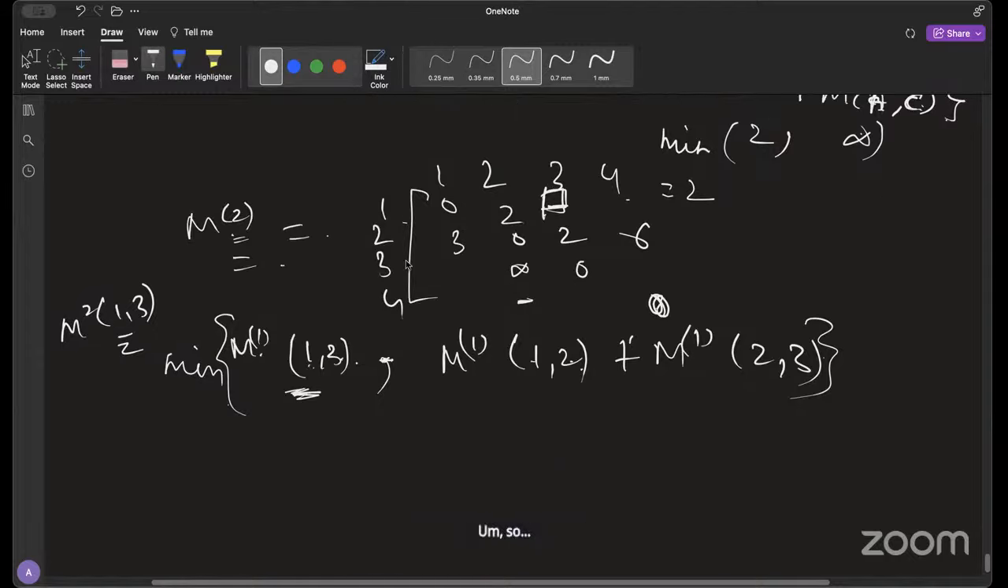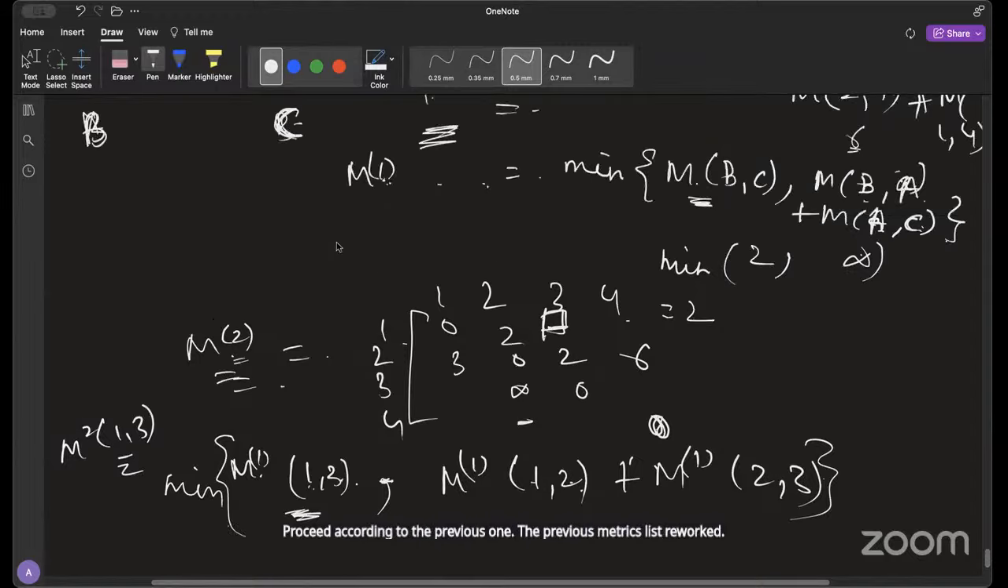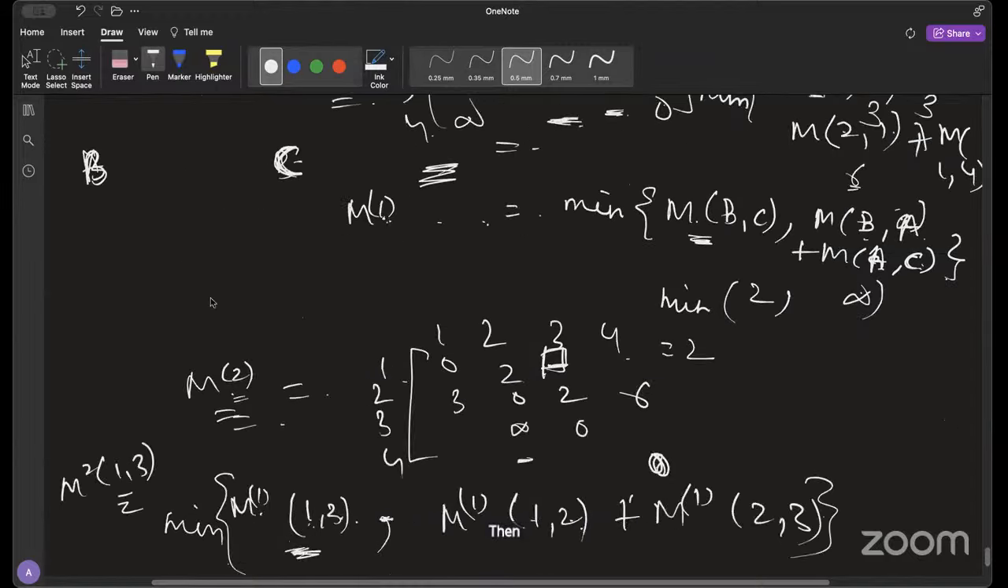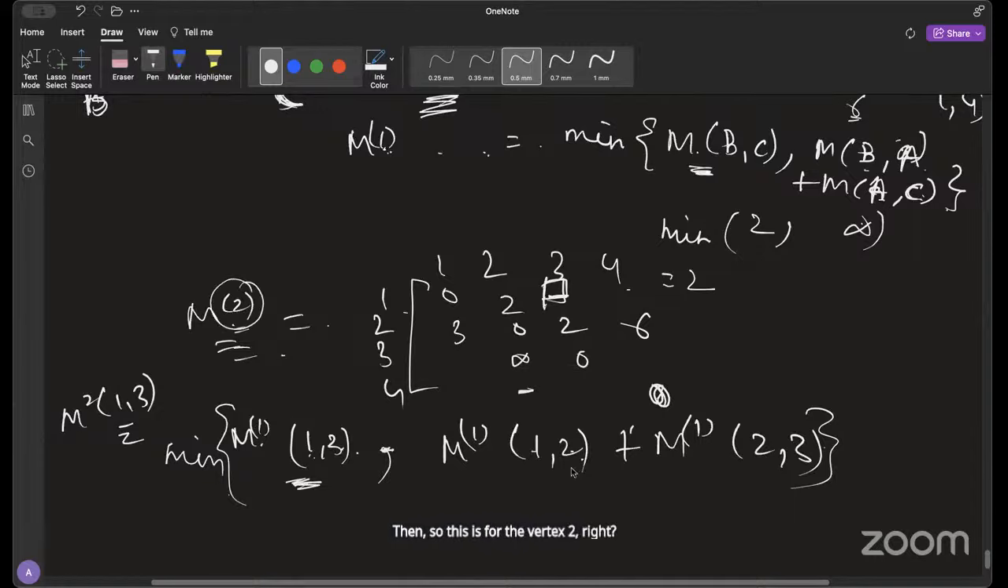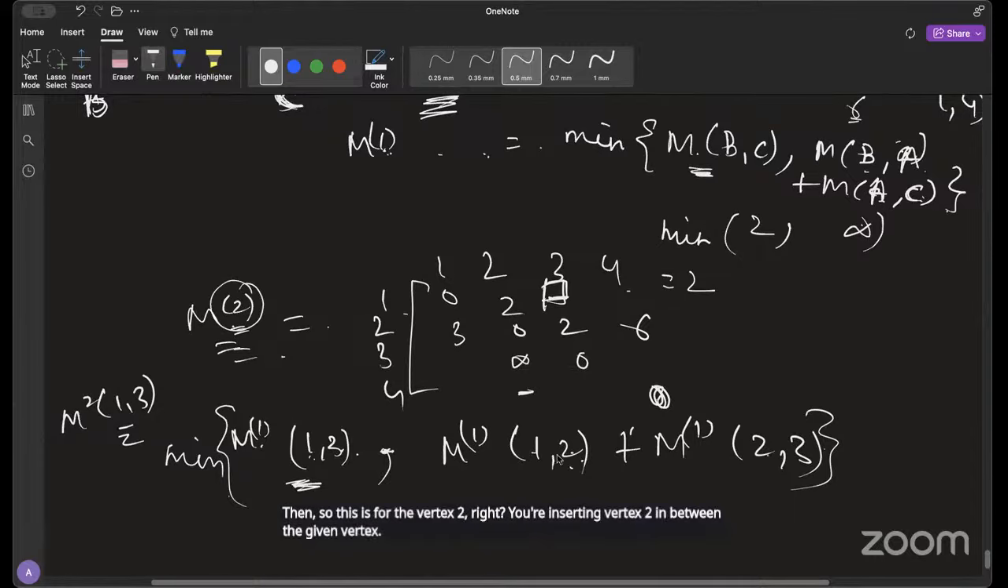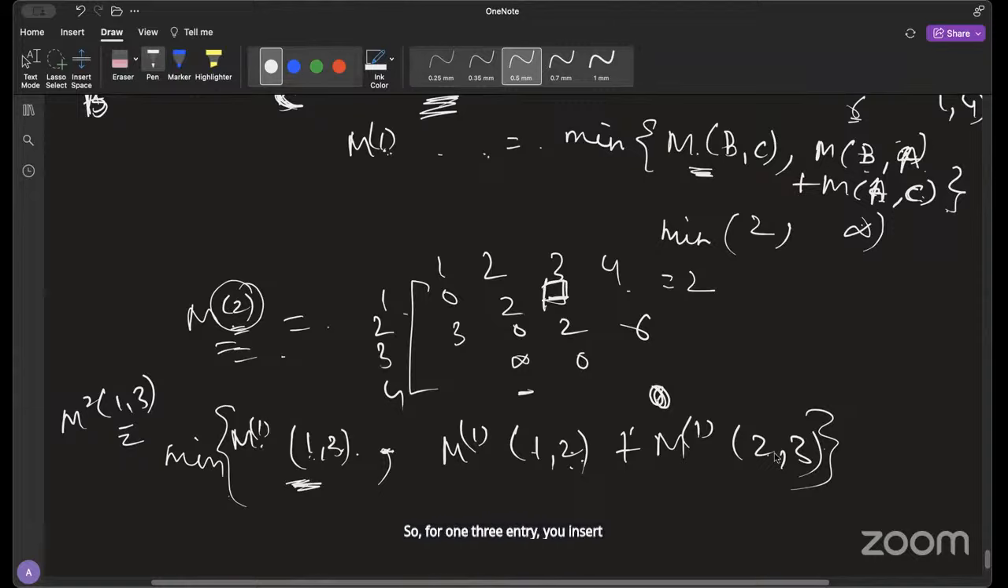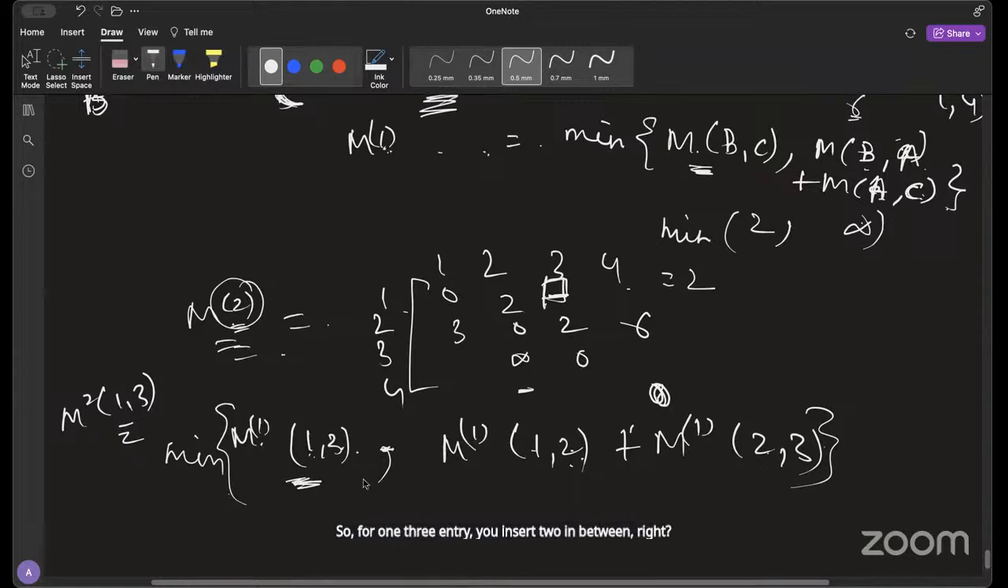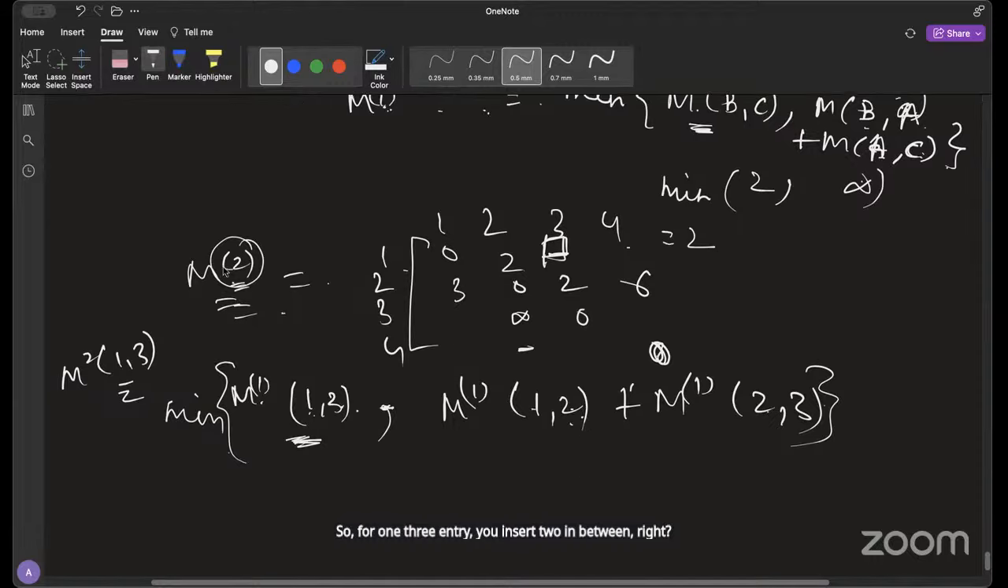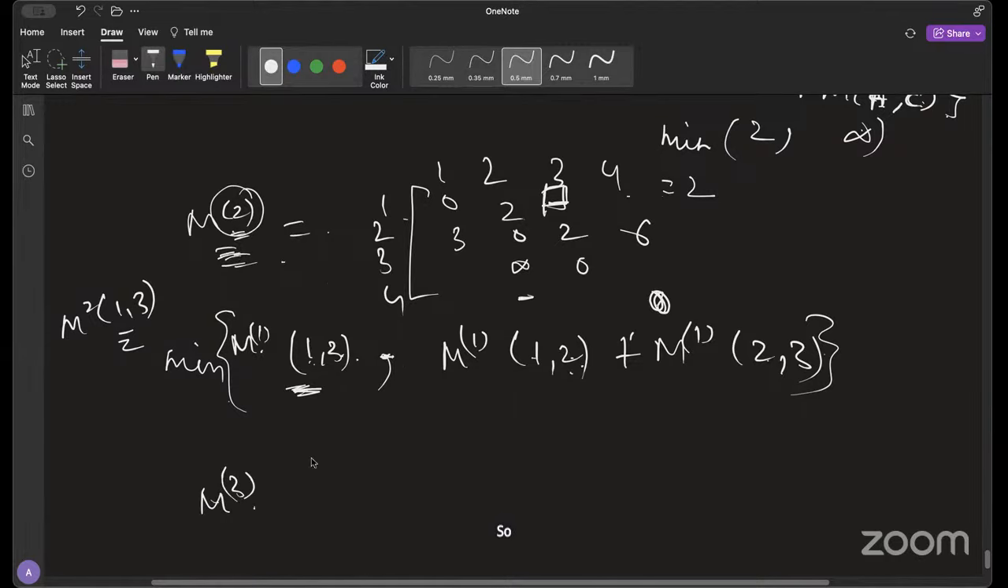So when we proceed with each matrix, we proceed according to the previous one, the previous matrix, which we got. Then this is for vertex 2, right? You're inserting vertex 2 in between the given vertices. So for the 1, 3 entry, you insert 2 in between, right? So this is for vertex 2, then similar for the next ones.